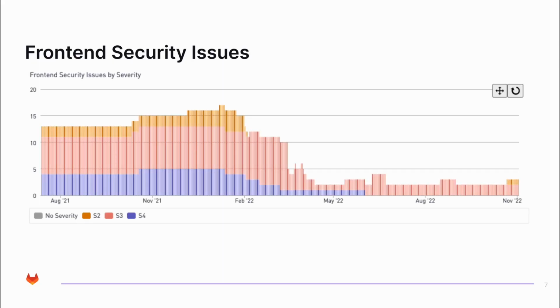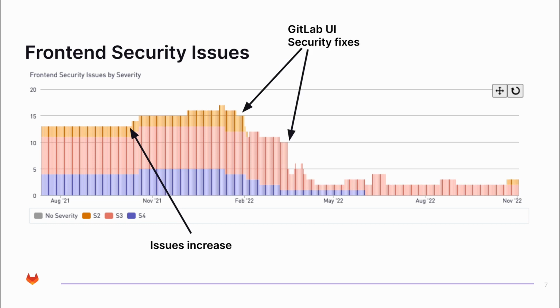This is the chart of just open front-end security issues. You can see the issues start to increase around October, November time, and then they start to drop off around March, April. And this is because we shipped some security fixes to GitLab UI. And because we shipped them to GitLab UI, everywhere in the code base that was using them got these security fixes for free, which brought us all the way down to a much more manageable level, and we've stayed there since.